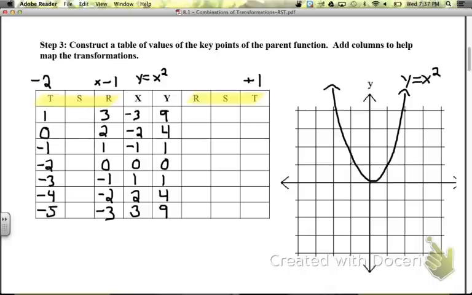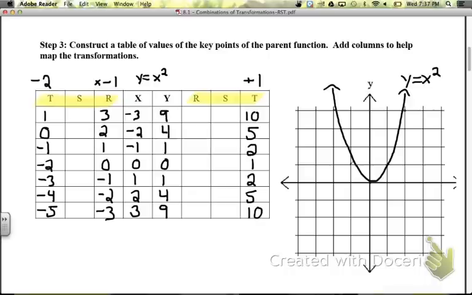So you notice that we're following our order where we did our reflections, we had no stretches, and then we did our translations. Now for our y, the only thing that we have is a translation. So we're going to add 1 to each y value. So we have 10, 5, 2, 1, 2, 5, 10.